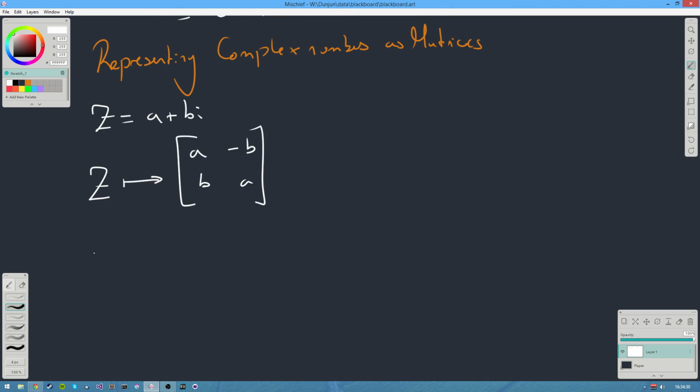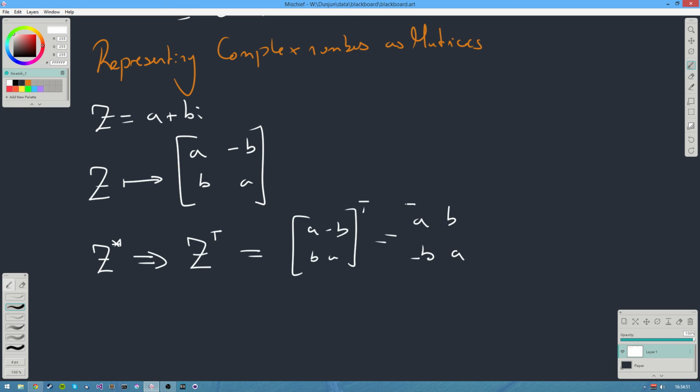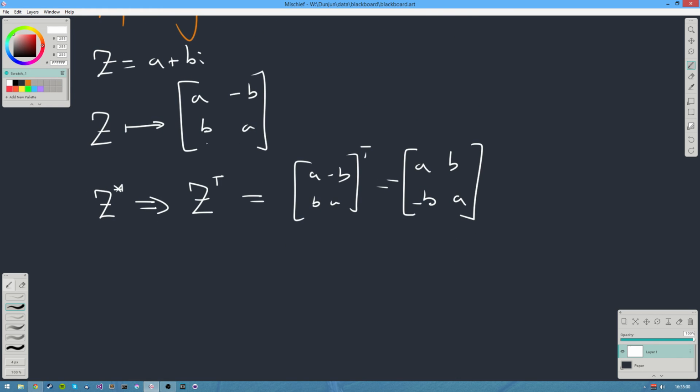And to get the complex conjugate of z, that's actually the same as me doing z transposed. So that becomes [a, -b; b, a] transposed. That means we now flip it across the diagonal axis, which becomes [a, b; -b, a]. So it's another way of representing a complex number as a matrix. Now, this matrix is a 2 by 2 matrix, as you may have noticed again. And this means what we're doing is rotations in 2 dimensional space.